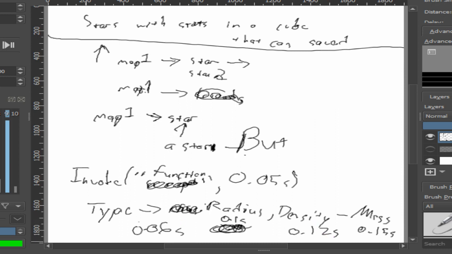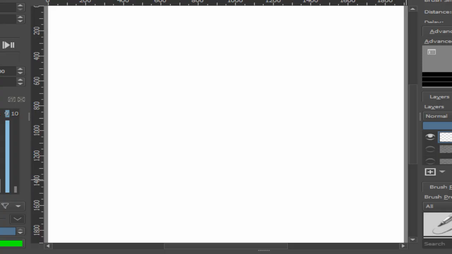So that is why, and I'll show this eventually when we actually get into using the app, the stars all appear to be the exact same for a few frames, and then they all change to what they're supposed to be when you load an actual star file. Alright, so now we have stars with stats in a cube that can be saved and loaded. And now going back to the reason we went through all that trouble, now we can make planets.